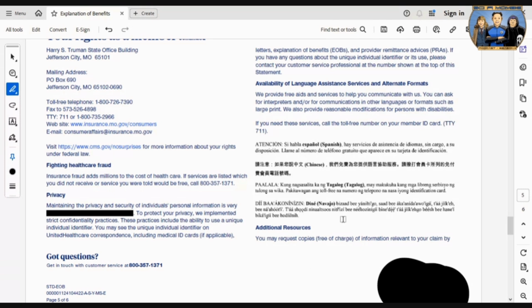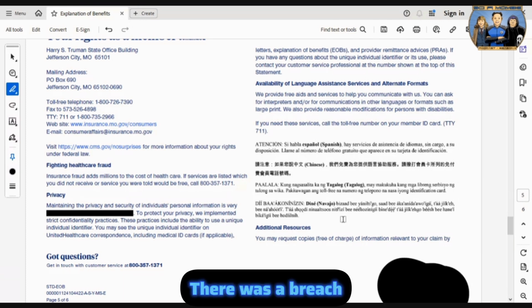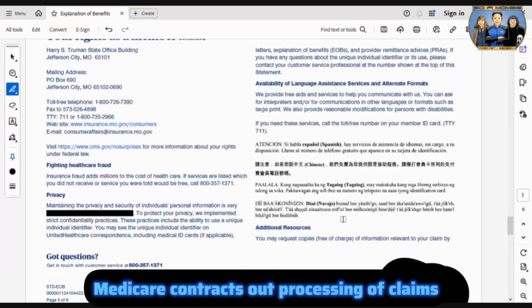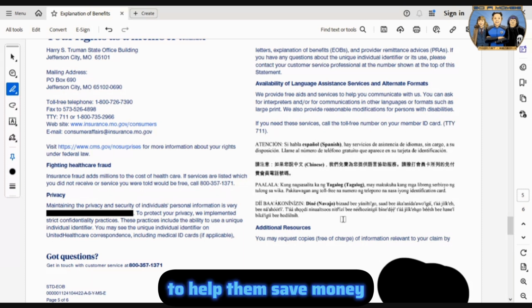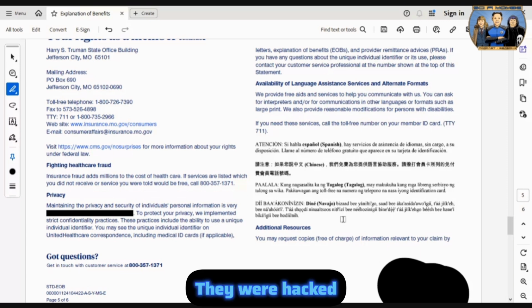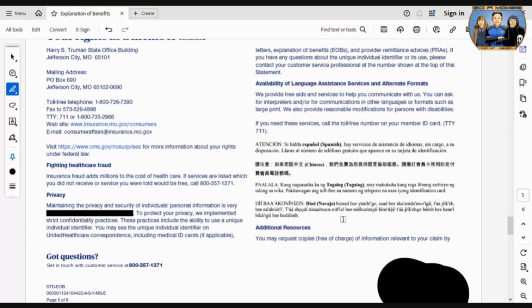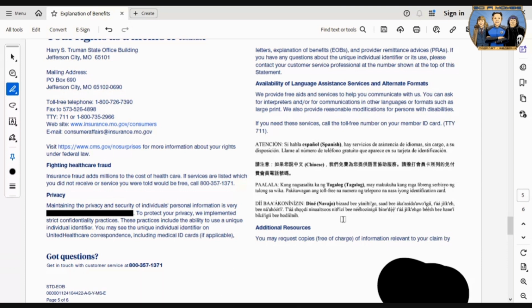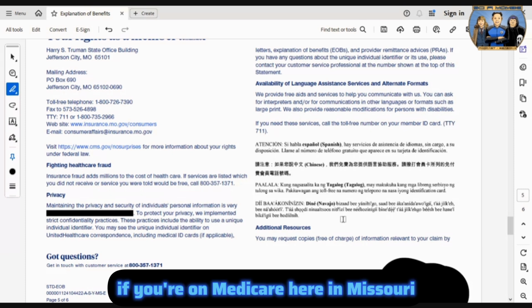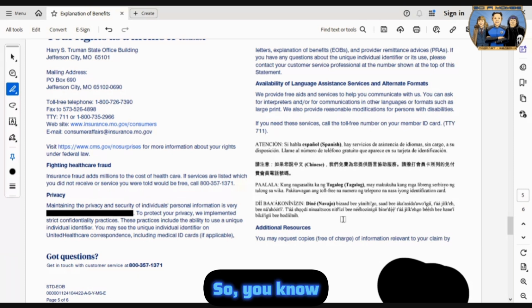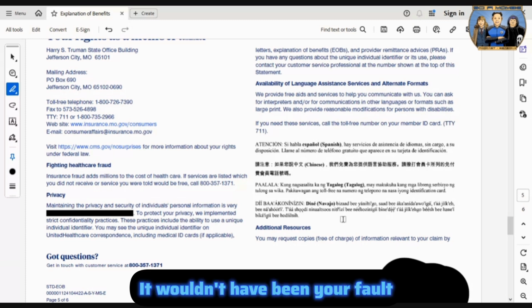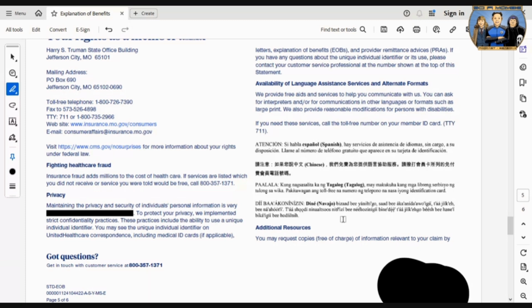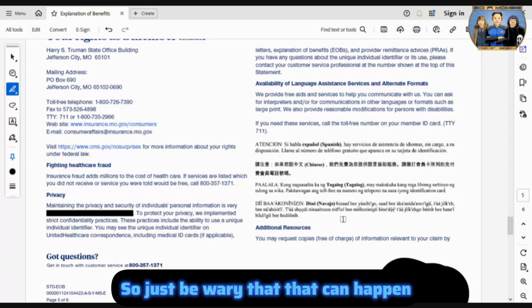There was a breach, and this is on the Medicare side. There was a breach from a private contractor. Medicare contracts out processing of claims to help them save money. They were hacked, and they had to change practically every Missourian's Medicare ID number this year. Everybody got new ones in the mail if you're on Medicare here in Missouri. So be cautious. It wouldn't have been your fault. It was the contractor's fault. So just be wary that that can happen.